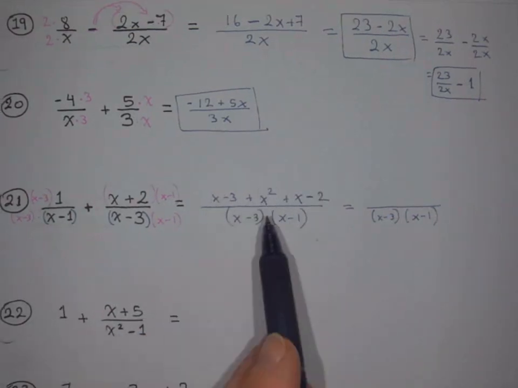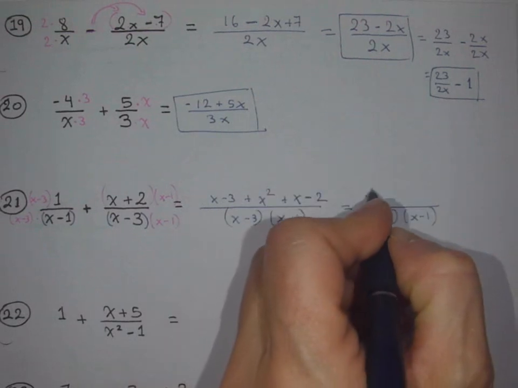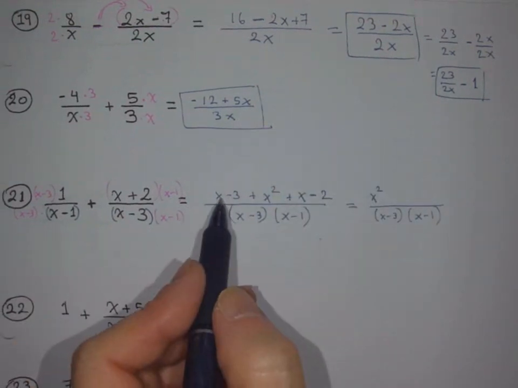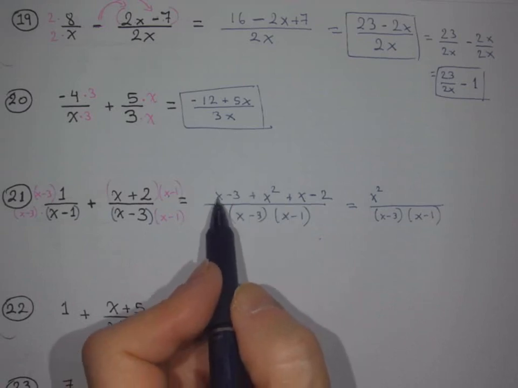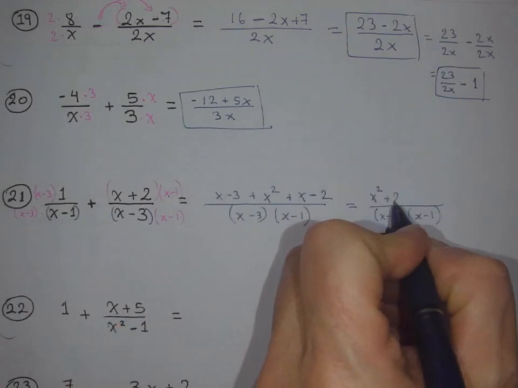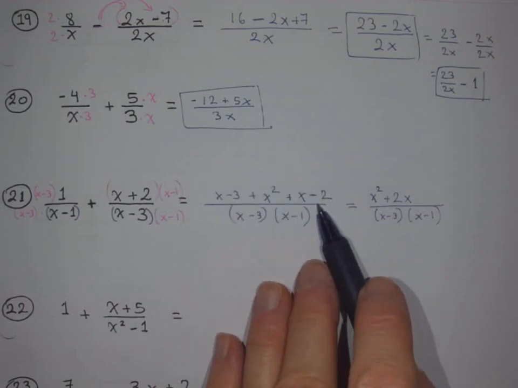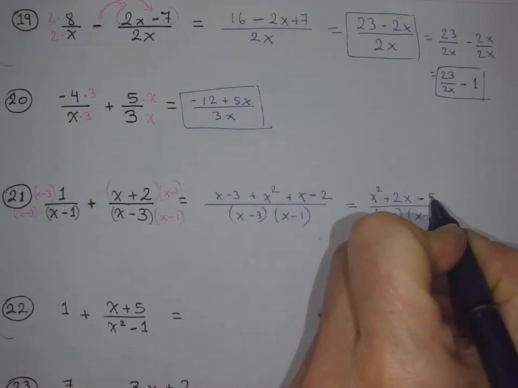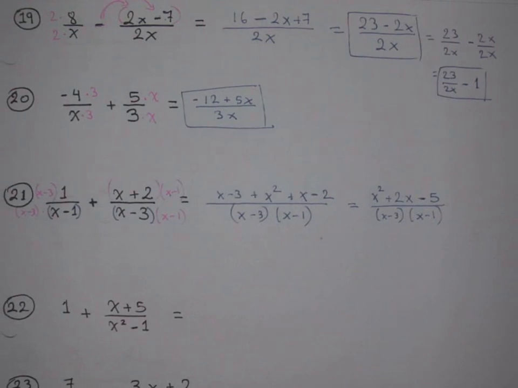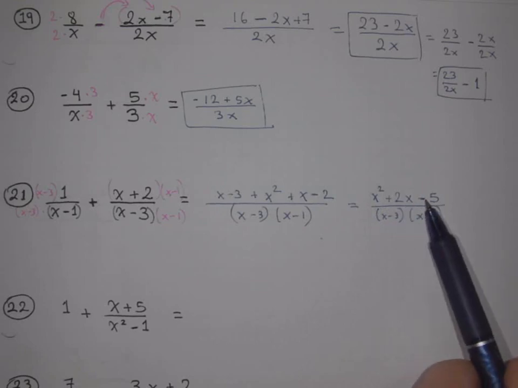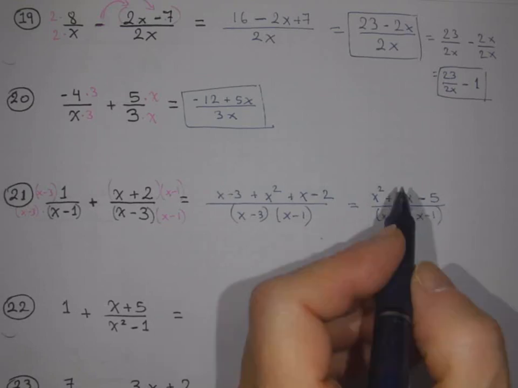Simplify up here, so I have my x squared is my highest exponent, so goes first. I have a 1x plus an x here, right? X plus x will be 2x. And then I have negative 3 minus 2 will be negative 5. At this point, you have to ask yourself, can I factor that any further? And the answer will be no. So you can leave it like that.